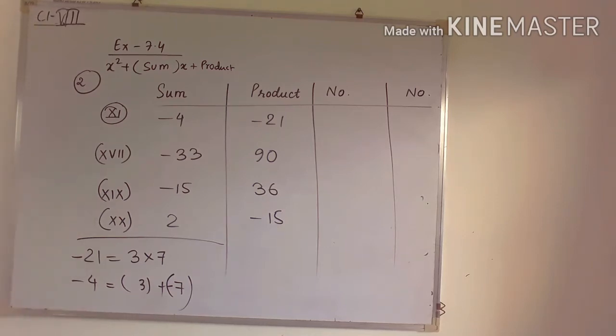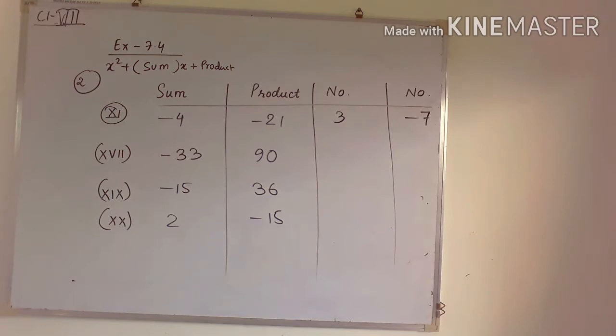Okay, so see, by checking the product, by doing prime factorization, you can easily get what are the two numbers which when added we will get the middle term. Middle term is the sum. This is called the middle term, or you can say sum. And after multiplying those two numbers, we will get the product. So the numbers will be what? We can write 3 and -7. So see, 3 and -7. So let us do the next one.